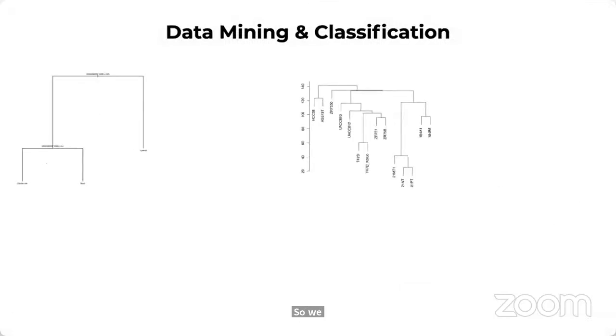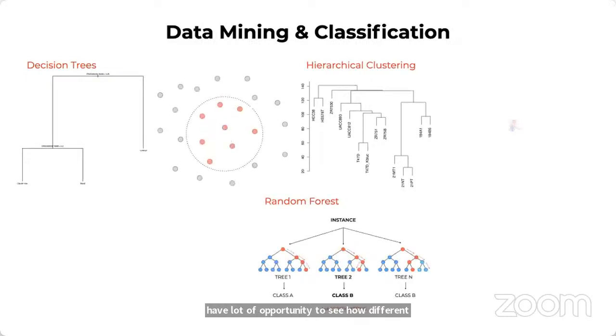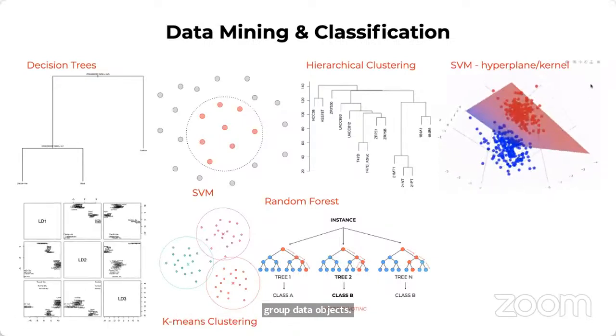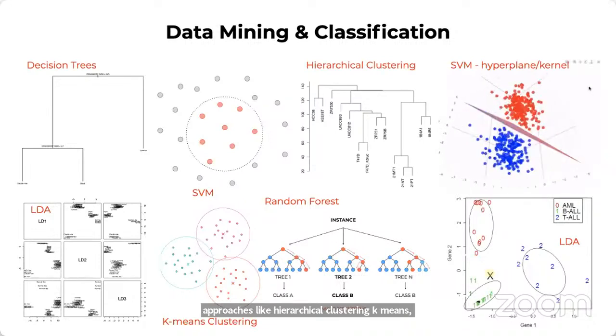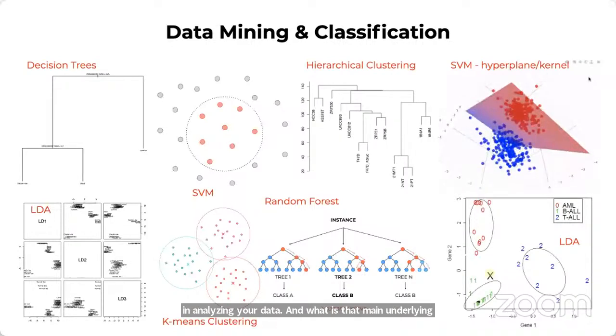We will also have a lot of opportunity to see how different data mining methods and machine learning methods are used to group data objects by, for example, feature similarity or similar expression patterns of genes. And we will spend a lot of time on methods to train a model for predictive analysis. And we will see what the different data mining approaches like hierarchical clustering and k-means clustering are, how they differ in analyzing your data, and what is the main underlying analysis method that differentiates these two different data mining approaches.